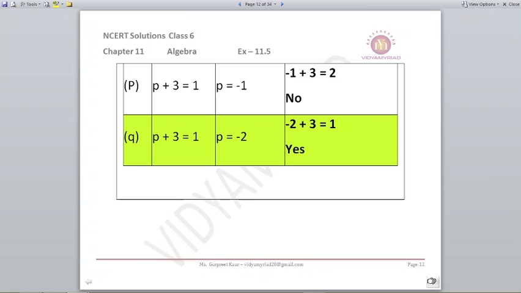P plus 3 is equal to 1 where P is equal to minus 1. So minus 1 plus 3 will be 2 and 2 is not equal to 1. So answer is no. Next, P plus 3 is equal to 1 where P is minus 2. So minus 2 plus 3 gives 1 and 1 is equal to 1. So here the answer is yes, as left hand side is equal to right hand side.